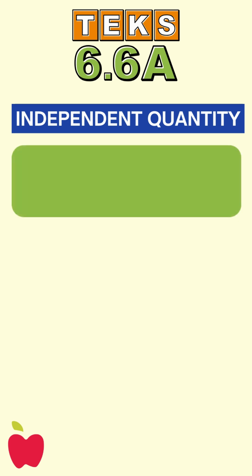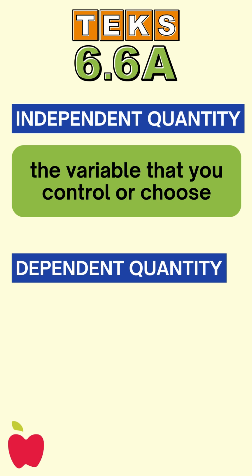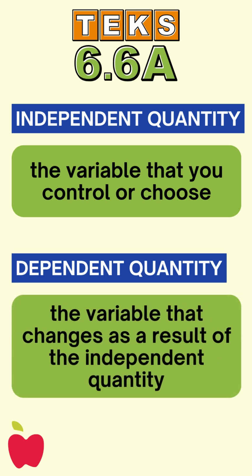An independent quantity is the one that you control or choose. It's like the starting point, the thing that causes something else to happen. A dependent quantity, on the other hand, is the one that changes as a result of the independent quantity. It's the effect, or the result, of what happens when the independent quantity changes.